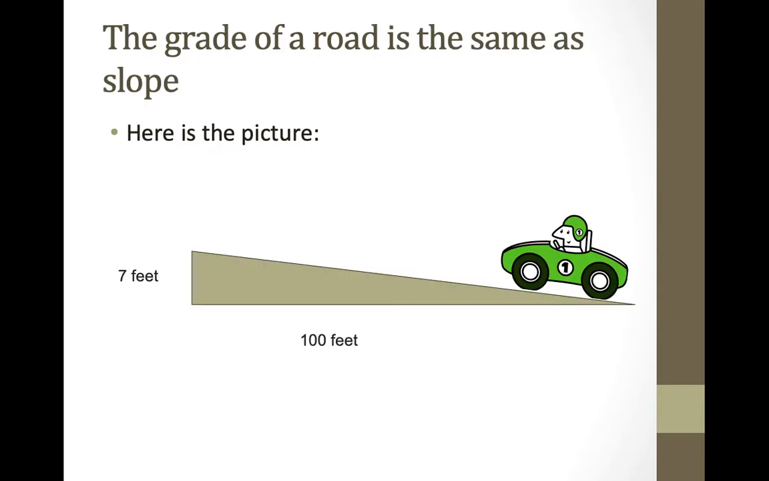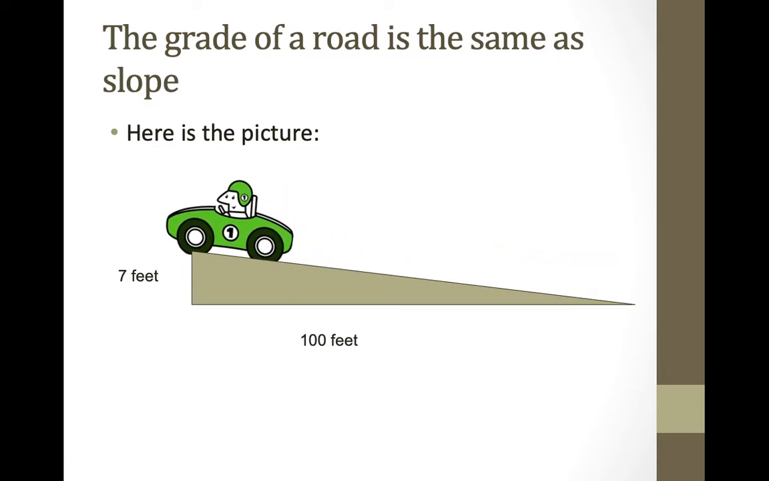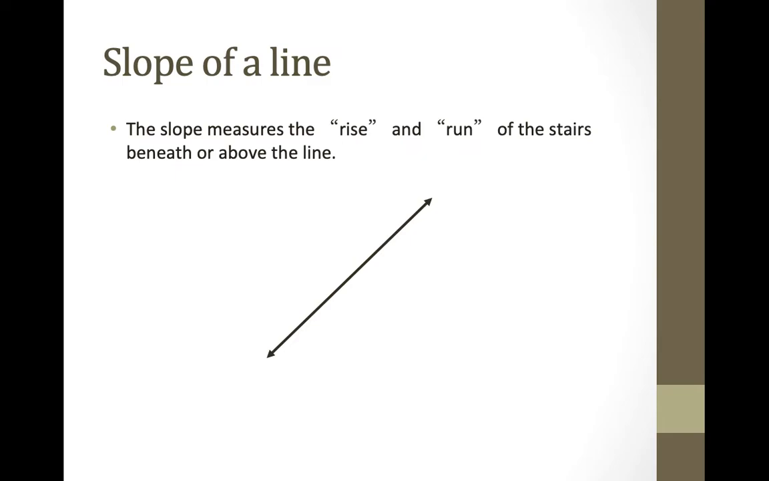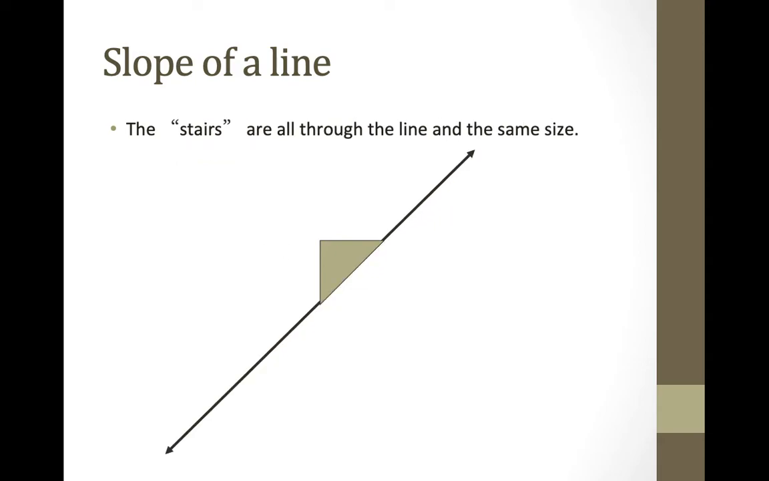Okay. So here's your picture of it to kind of show you how it works. So on this road, it goes up the hill 7 feet for every 100 feet you drive, or the other way around, goes down. So the slope measures the rise and the run. Stairs are another example of this. So you can kind of see, maybe it's 4 feet up and 4 feet over, 4 inches up and 4 inches over if they're really tiny stairs. But that's a slope.